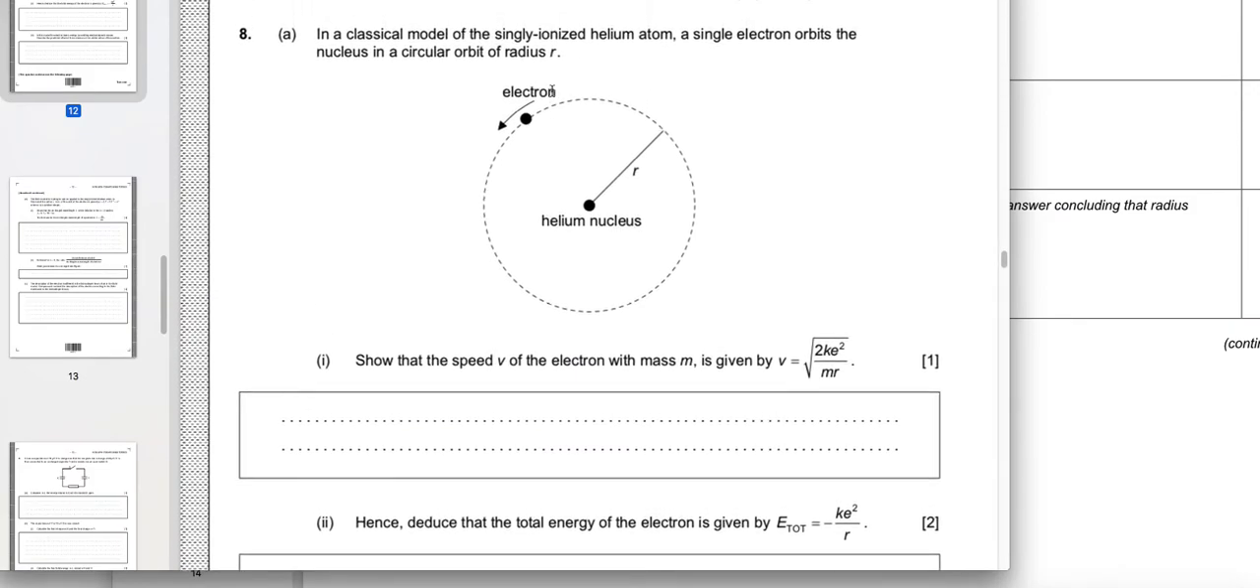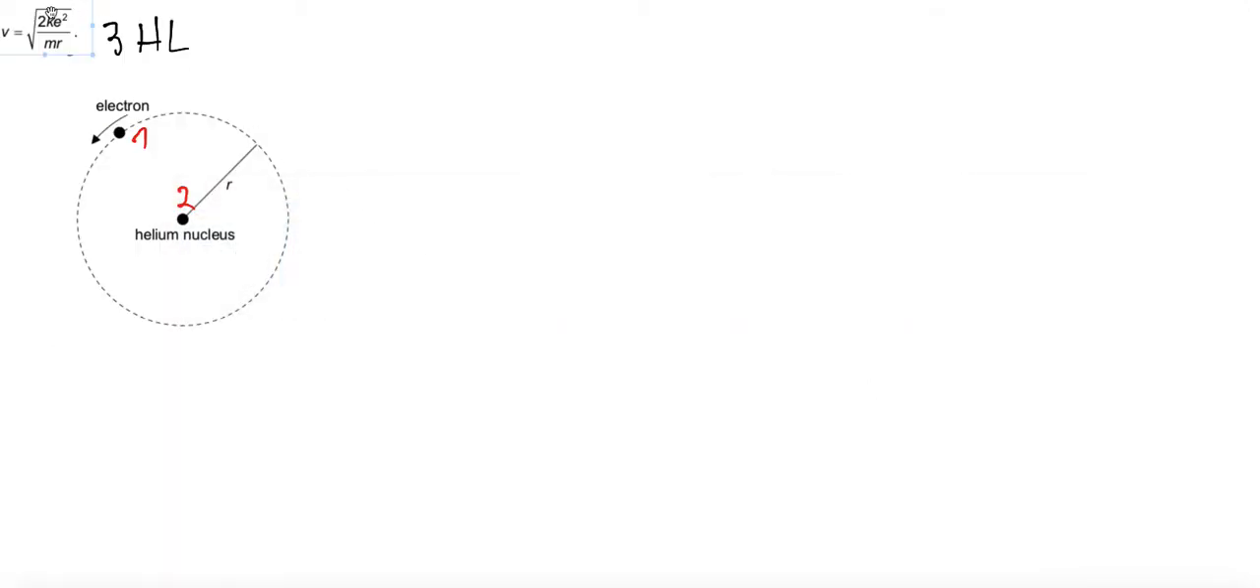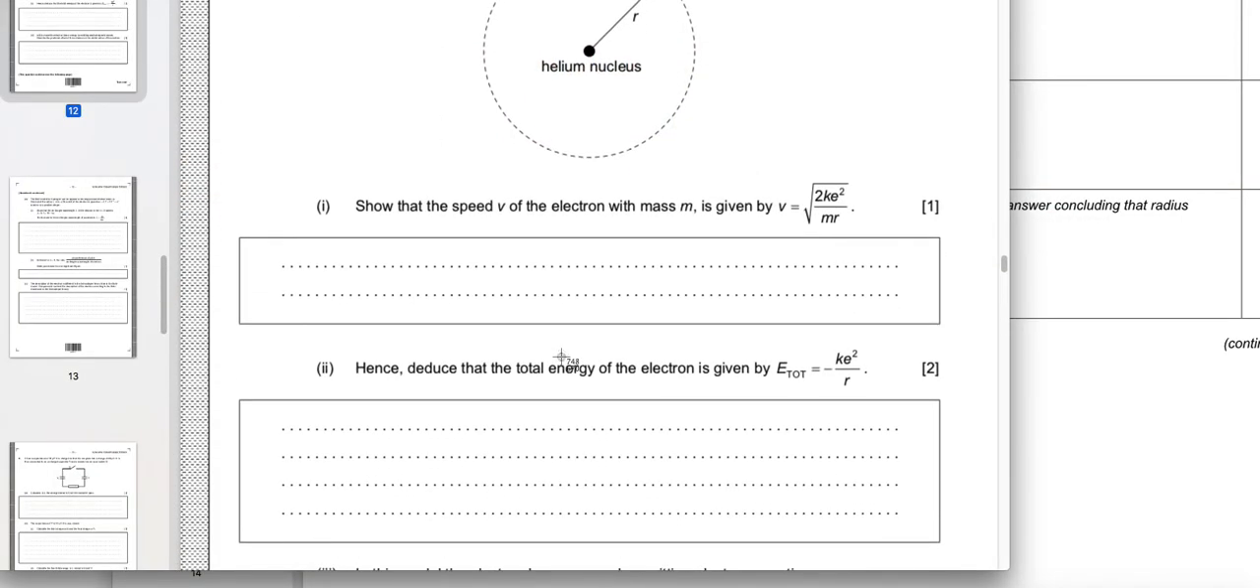Okay, first exercise: you have a classical singly ionized helium atom with a single electron orbiting. What is important here, a little bit different than usual: the electron is single, so it has a charge of 1. In the nucleus we have 2 protons, so the charge of the nucleus is 2. You have to prove that the speed is given by this expression in the first exercise, and that the total energy of the electron is given by this expression in the second exercise.